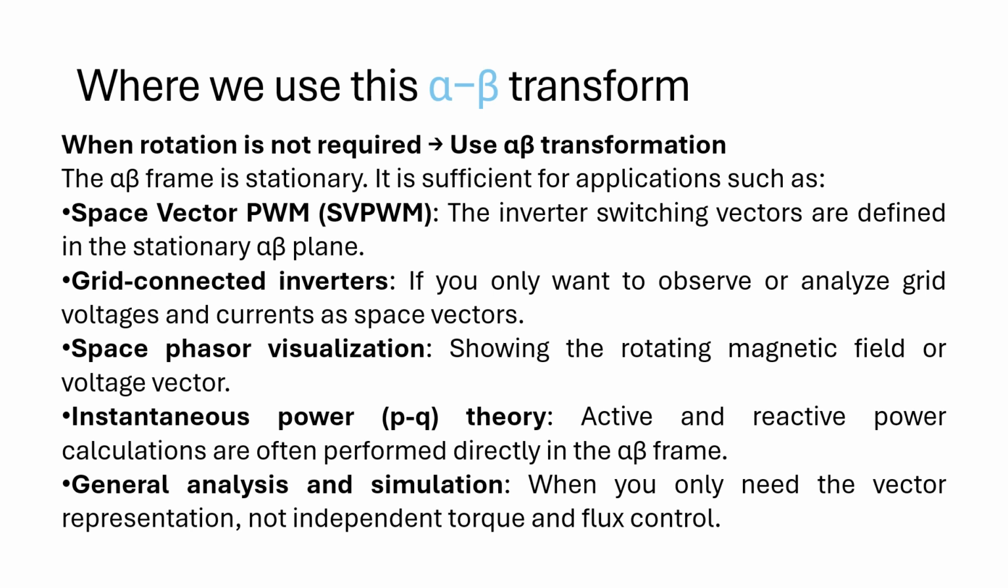In grid-connected inverters, if you want to observe or analyze the grid voltages and currents in a space vector, or space vector visualization showing the rotating magnetic field or rotating voltage vector. And instantaneous PQ theory, active and reactive power calculations. For this, we usually go with the alpha beta frame, but before that we first have to transform ABC to alpha beta. For instantaneous power, active and reactive power calculations are often performed directly with alpha beta quantities. The general analysis and simulation also use this.